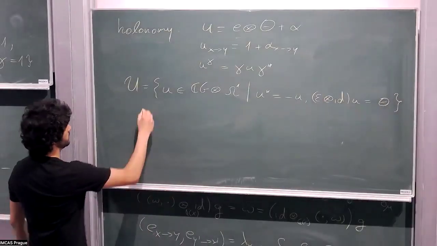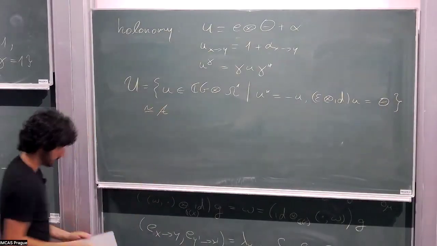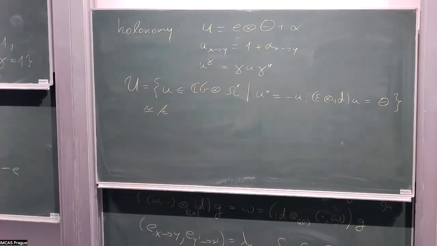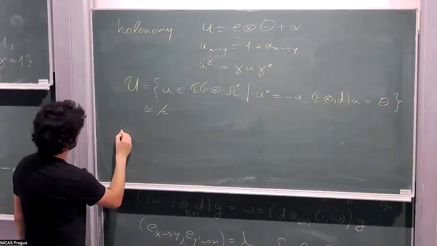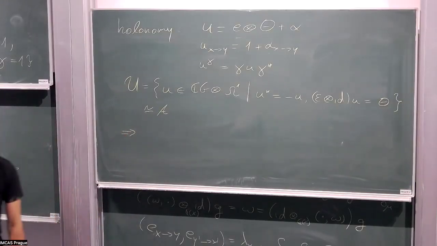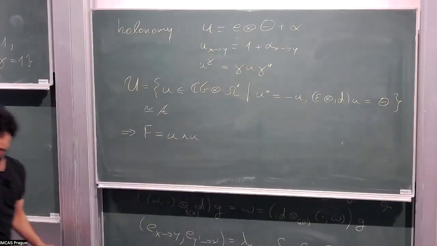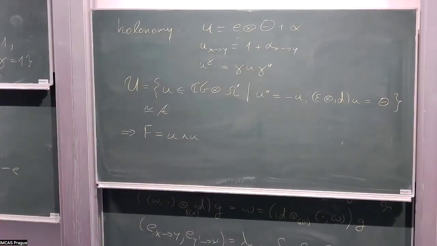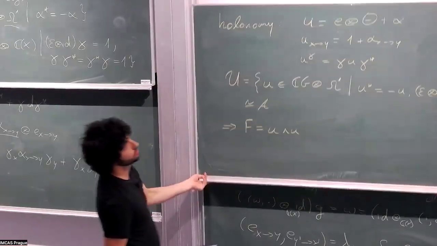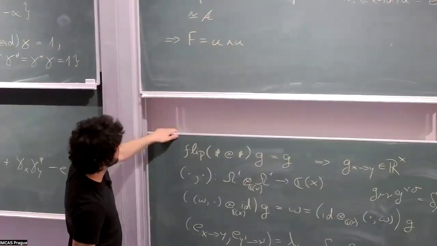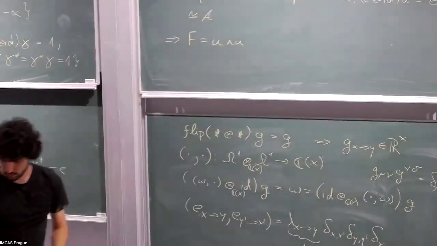And this turns out to be isomorphic to 1. I mean, just a shift. And in this case, the curvature gets a quite nice form, which is that f is simply u wedge u. So it's very simple. If you take the other calculi that I mentioned before, then it will get a bit messier. But we can compute this. But in this case, f is just u wedge u.